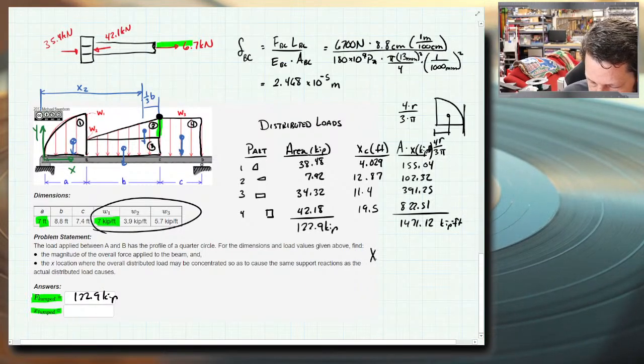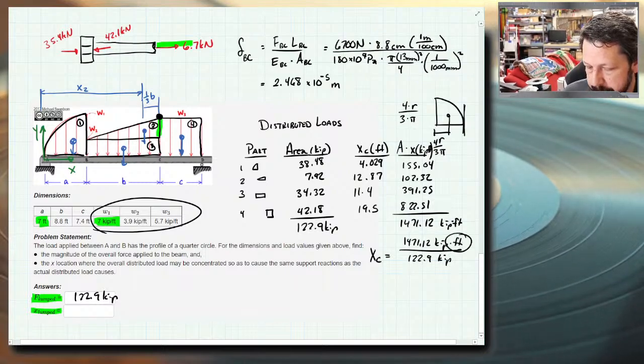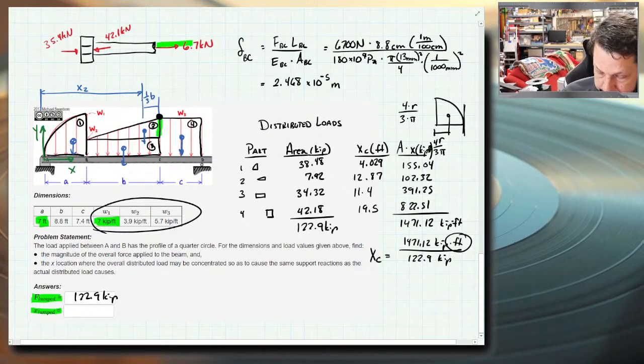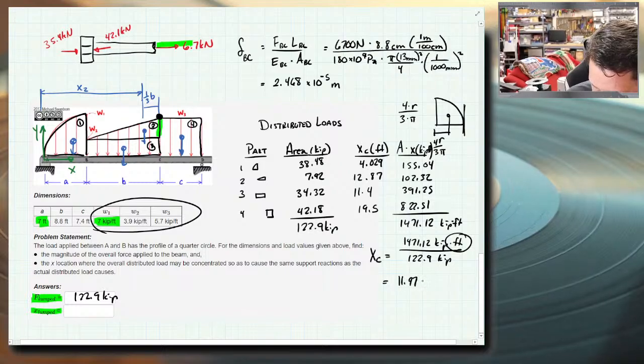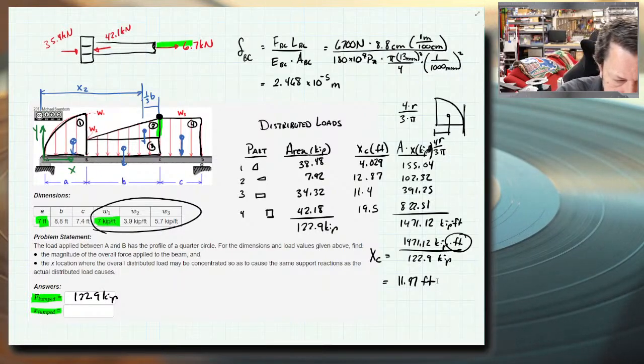And then X sub C equals that number, 1471.12 kip feet, divided by the area, which is actually kips. And that will leave us with feet as our answer. So 1471 divided by 122.9. It says 11.97 feet. So what that says is that if I took this weird shape, the quarter circle, the triangle, the two rectangles, and combined them into a single point load, I would go roughly here.